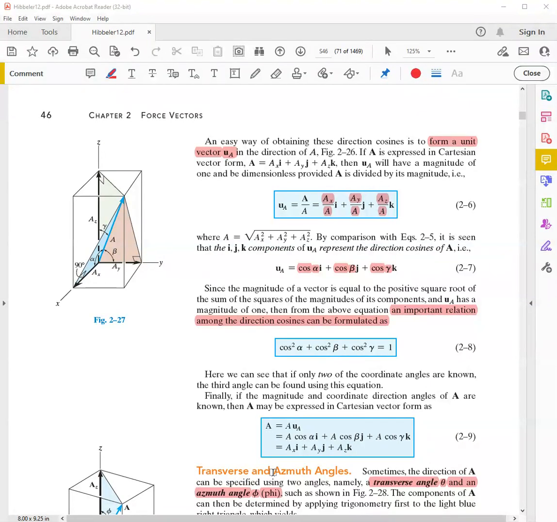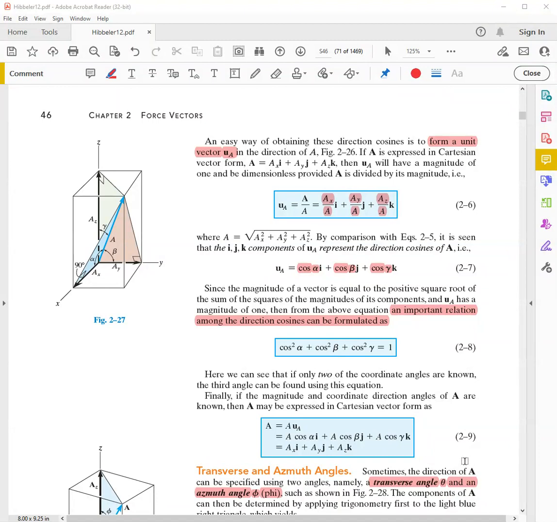Without using explicitly cosine alpha, cosine beta, cosine gamma, we can write the unit vector associated with the given vector expressed in this form, and it has the property that cosine squared of alpha, plus cosine squared of beta, plus cosine squared of gamma is 1, and allows us to determine the third direction cosine if we know already 2 of them.